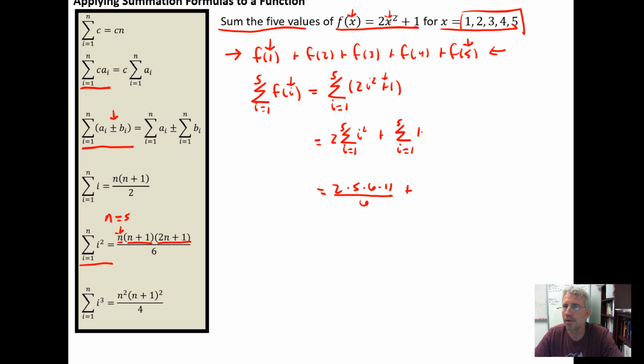now we have the sum of a constant term. The sum of the constant term equals the upper bound of summation times the constant term. So if n is 5 and c is 1, we're going to get 1 times 5. And 6 will go into 6 once. So we can simplify. We have 2 times 5 times 1 times 11 is 110, plus 1 times 5 is 5. So we get 115.